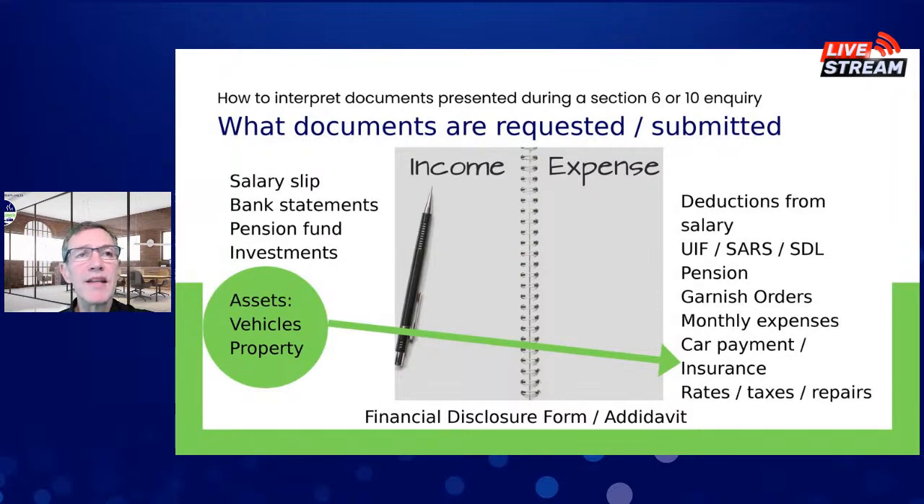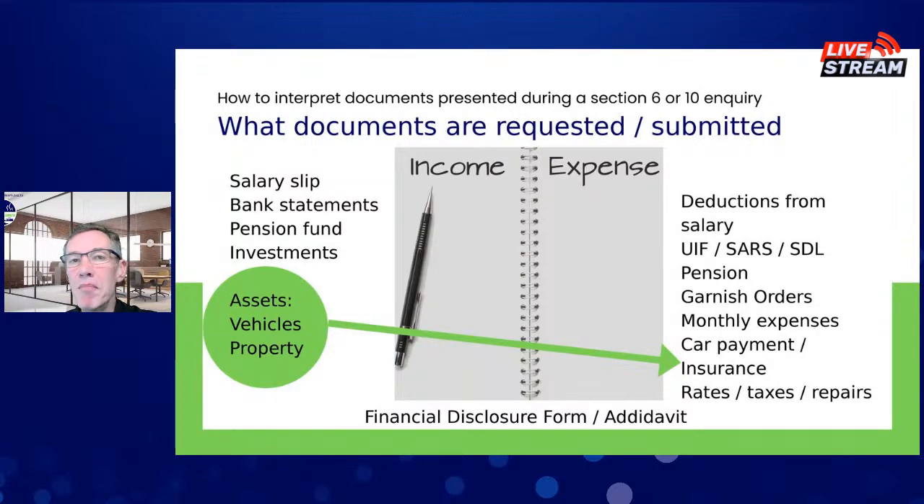Also important, and that's why I marked it as assets, to see things like car payments, that would be a deduction. So if the respondent does own a vehicle, there would at some stage, on one of the documents or one of the banking statements, be a deduction for a car payment.